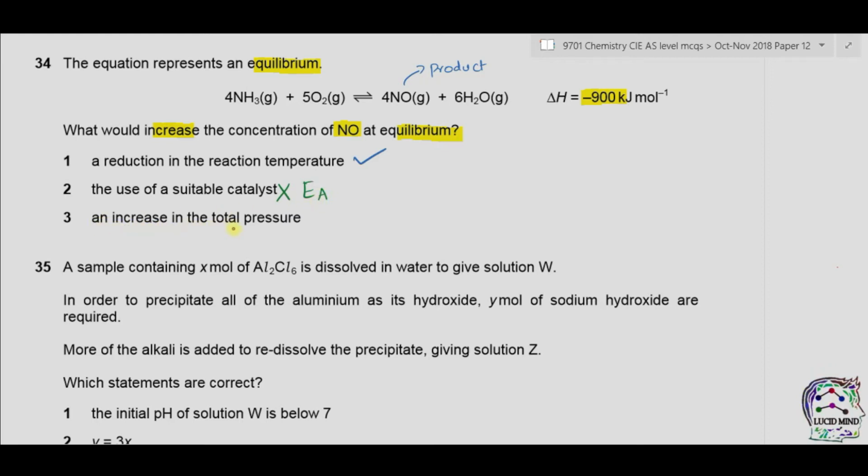Part 3, an increase in total pressure. Now pressure depends on the number of moles. We have 5 and 4, 9 moles on the reactant side and 10 moles on the product side. So when pressure is increased, the reaction will move from more moles to fewer moles, so the concentration of product will decrease. As only option 1 is correct, the answer is D.